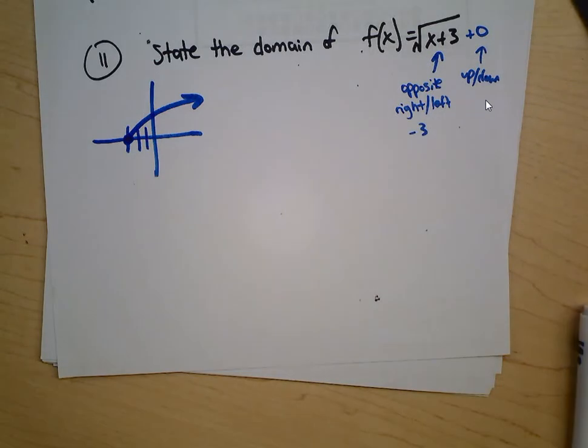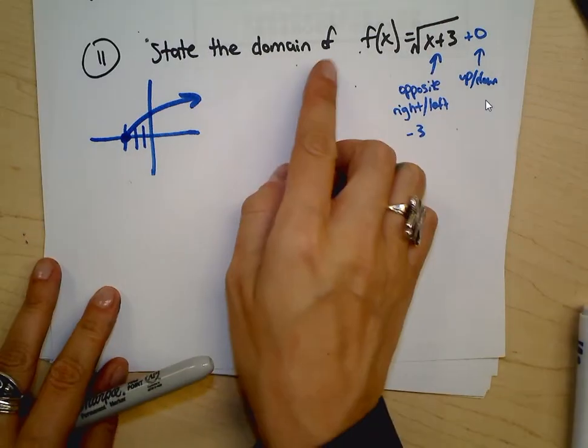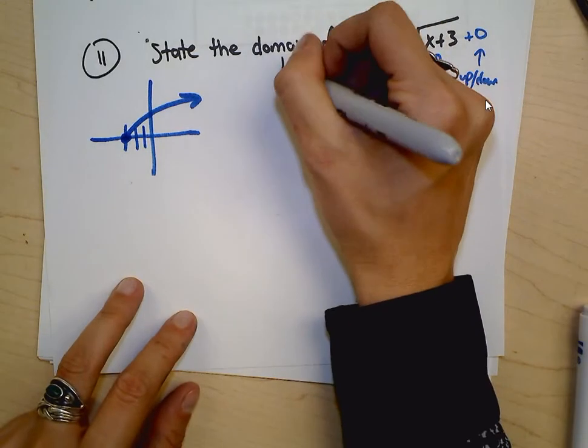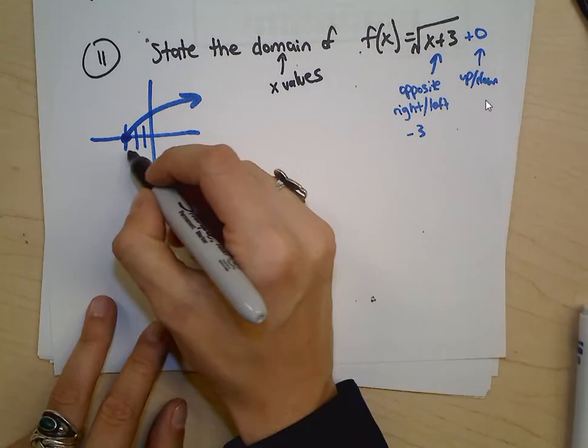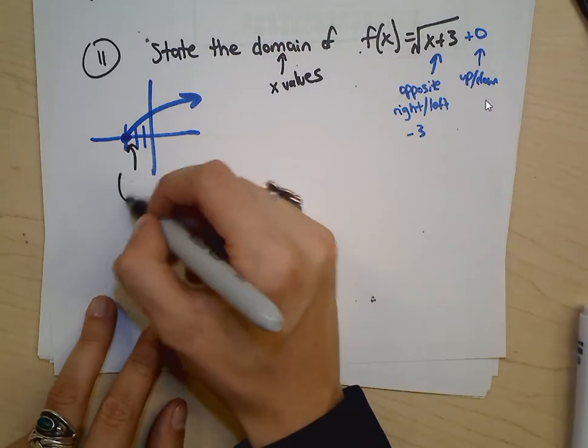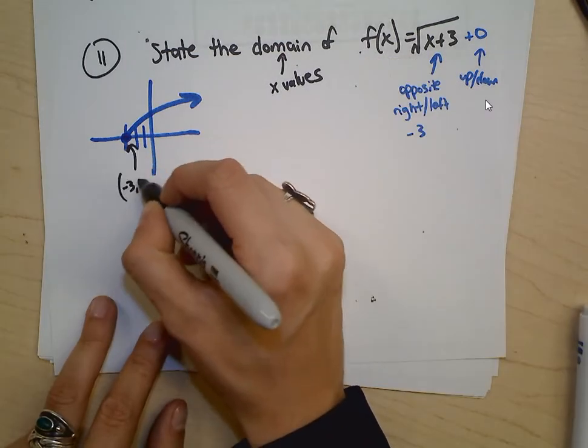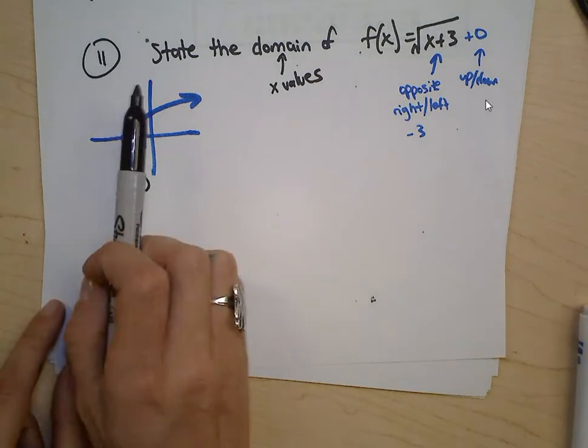Okay, so the domain, that means my x values. So domain, I'm thinking x values. So I know that this point here is negative 3 comma 0. So that means I have nothing to the left.